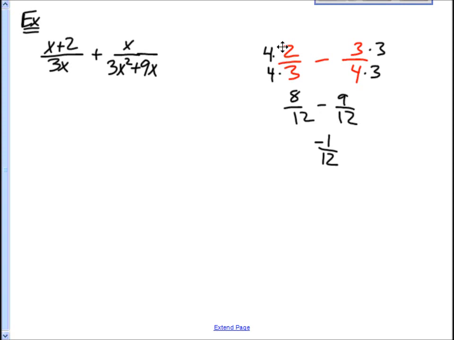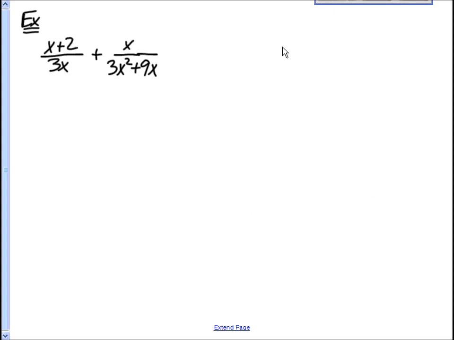So instead you got this, let me erase this here. X plus 2 all over 3x, and the other one's x over 3x squared plus 9x. So we're adding these again. If you're adding or subtracting, again, you gotta have a common denominator. So we're gonna force a common denominator. But let's put this in factored form first.